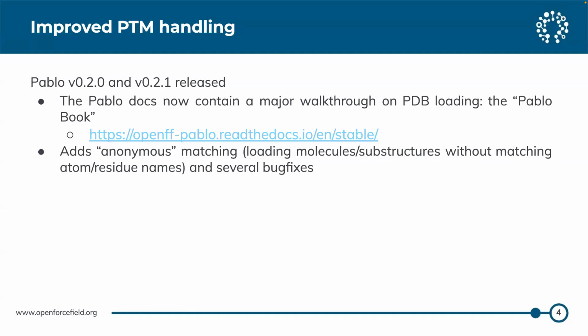Josh has added support for anonymous residue matching, which means that it doesn't need to have the atom and the residue names match. It can just match by element and connectivity, supplied that your PDB meets some requirements like having connect records. So that's a big thing, and I think that was a barrier to adoption for a lot of people. And there's also several smaller bug fixes in Pablo version 0.2.1. So I encourage folks to give the PTM workflow another try if they had trouble before.